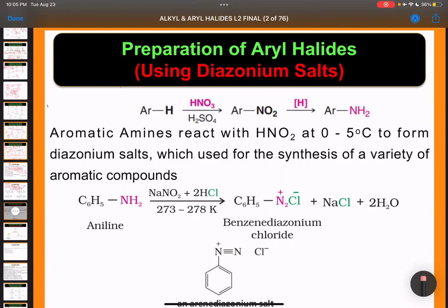So if you want to attach chlorine to the benzene or bromine to the benzene, always remember, take Cl2 and take a Lewis acid. Okay, clear?